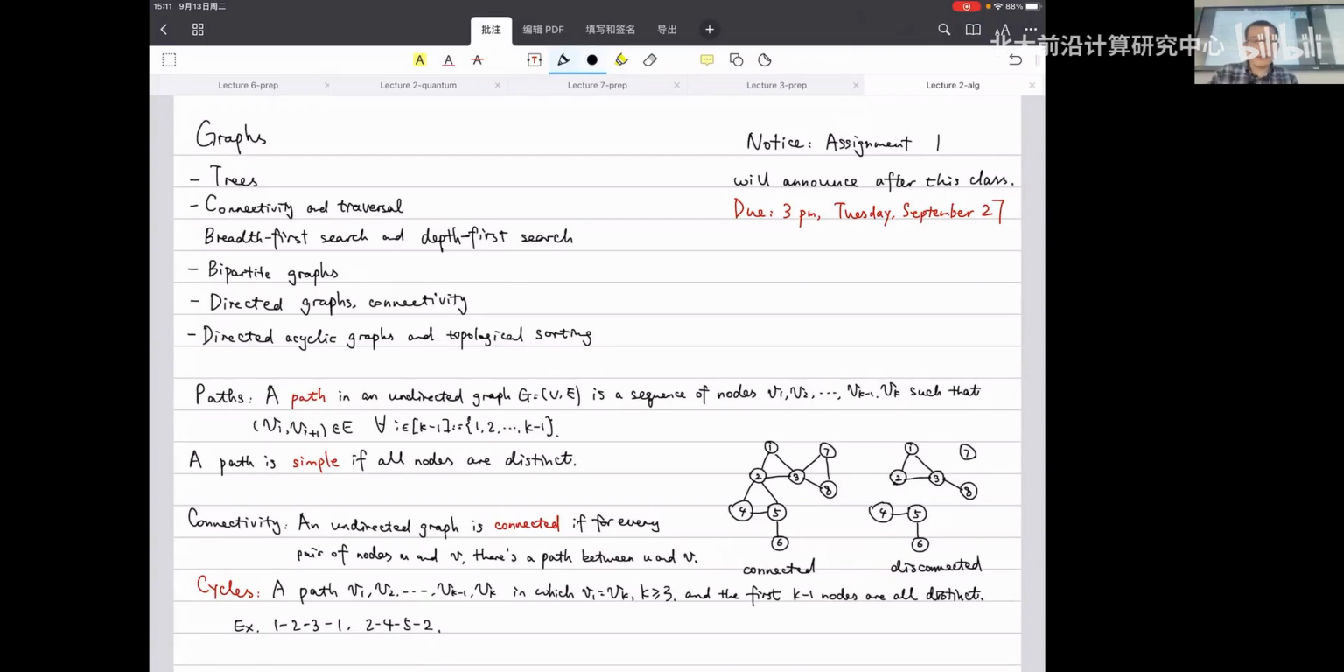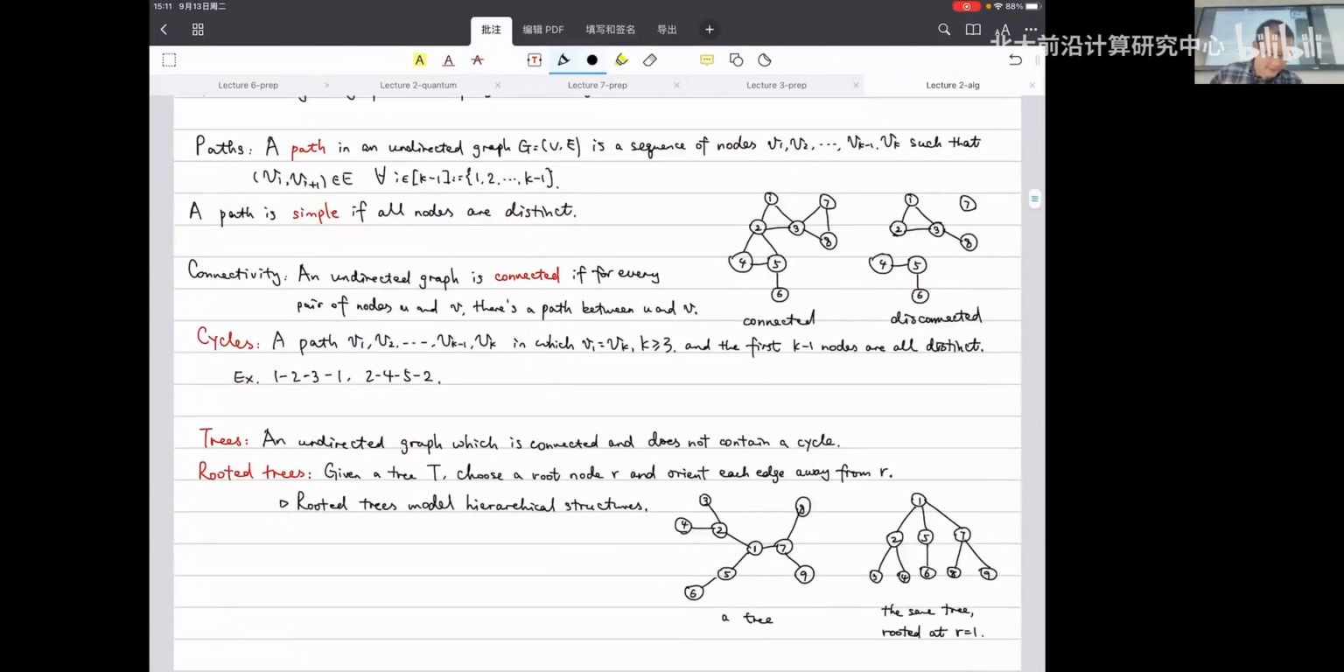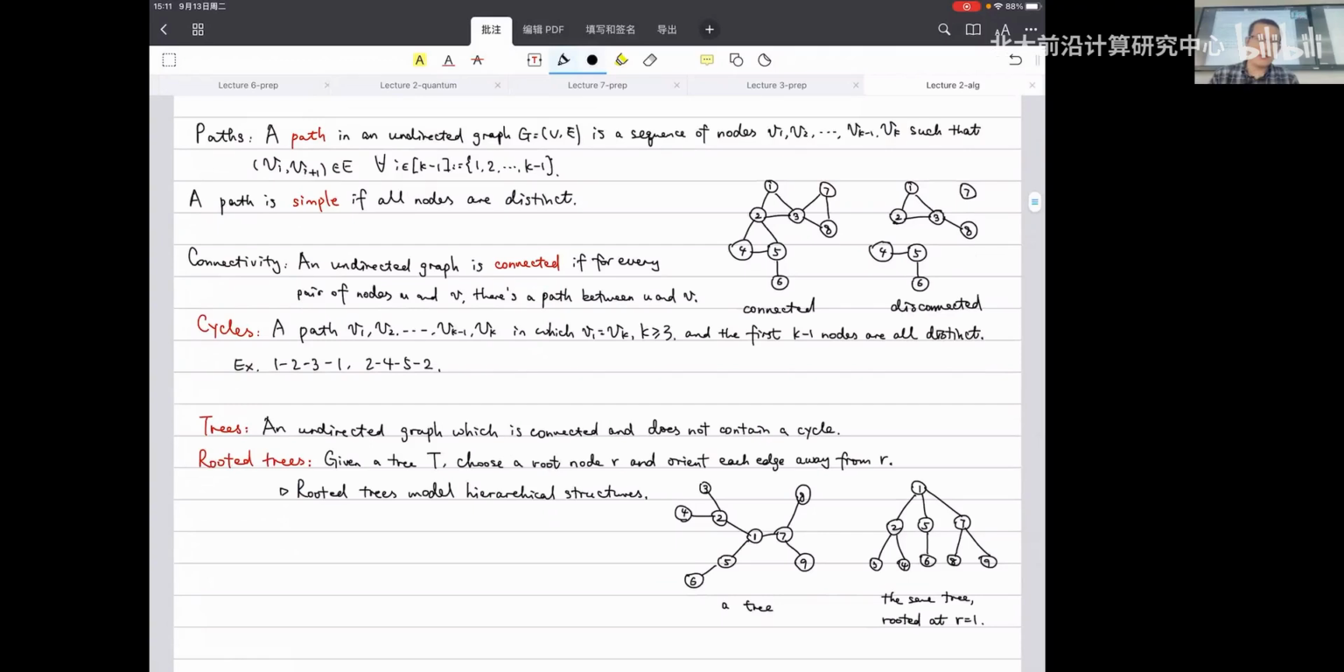Okay, so let's get started and talk about graphs. Last time we talked about some basic definitions towards the end of the class. We talked about paths. A path in an undirected graph is a sequence of nodes v1, v2, until vk, such that for any i between 1 and k minus 1, there is an edge between vi and vi plus 1. And we call a path simple if all the nodes are distinct.